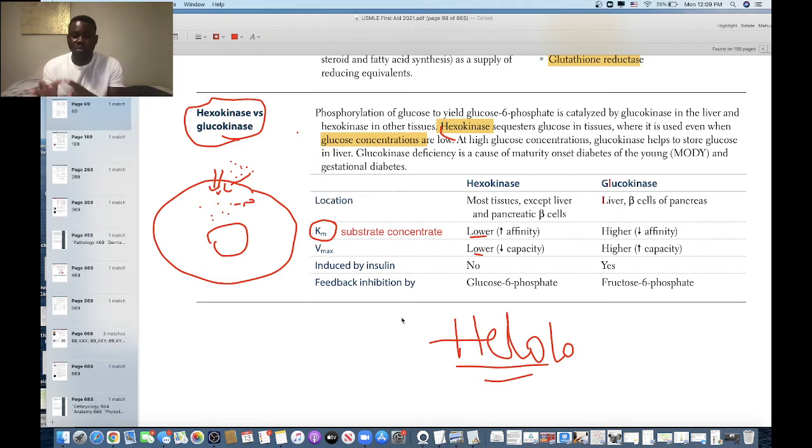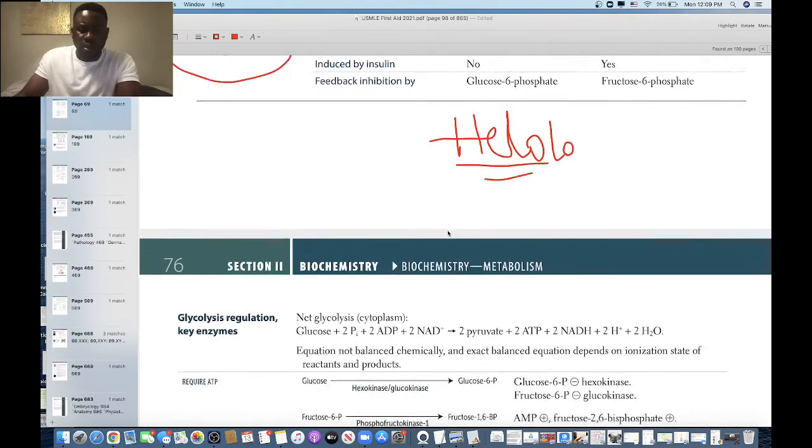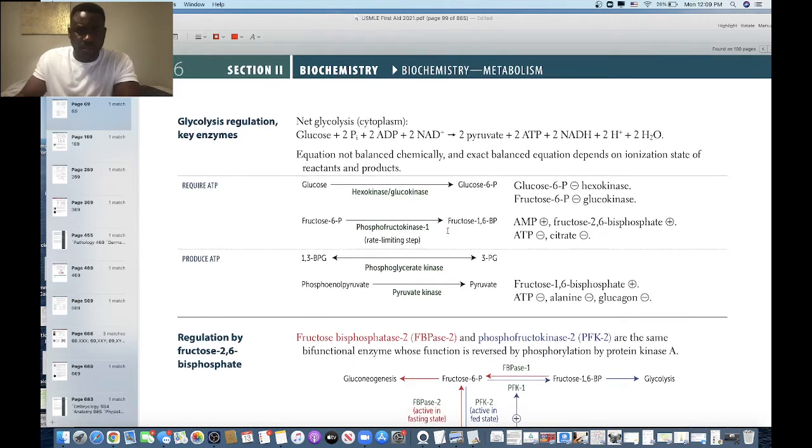So glucokinase will only work when the substrate levels are very high, for example, when the Km is very high. That's when glucose levels will work. So when you just eat, it means that you have a lot of glucose. Therefore, that's when glucokinase works. But if we are fasting, then hexokinase will be the one working, because even when you have little glucose, hexokinase can still work. That's why we call it low. So at low substrate concentration, hexokinase can work. Let's look at the next one.